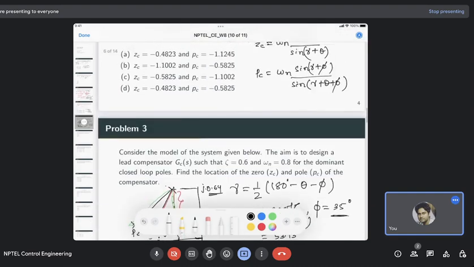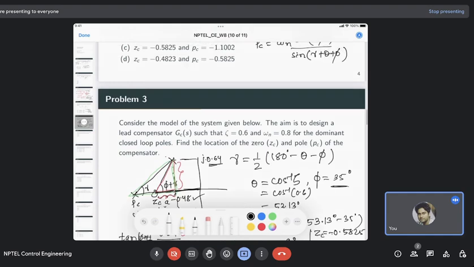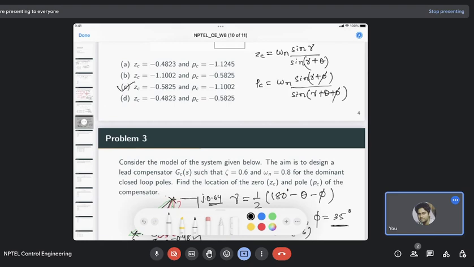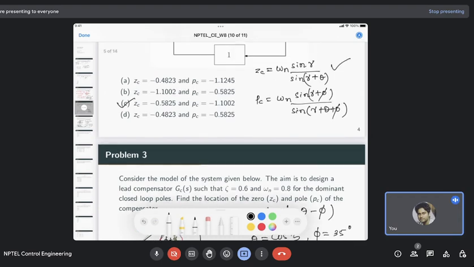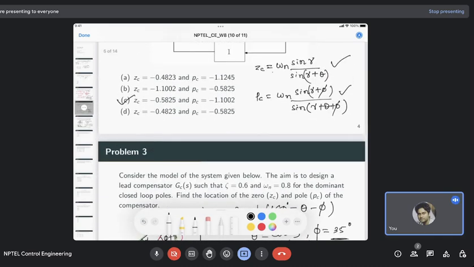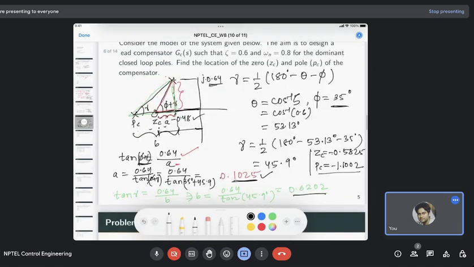So zero is 0.5825, pole is this one, so C option is correct. So these are the locations. And we can easily compute also from this formula. If you know the formula, just substitute and also compute this zero and pole location. So this will give some positive sign, so you have to take the negative of this, so you just put negative sign here, so that will mean that this zero and pole are located to the left of this origin, in the left hand side of the s-plane.